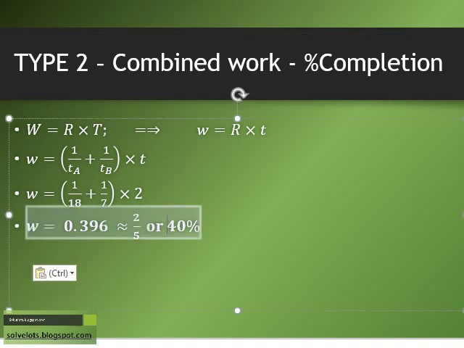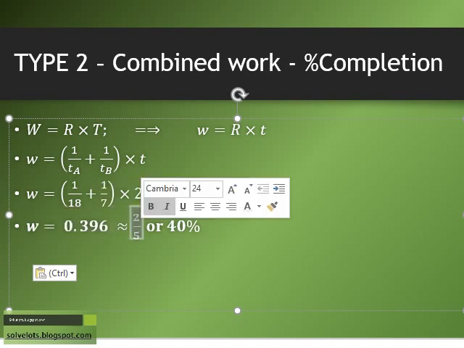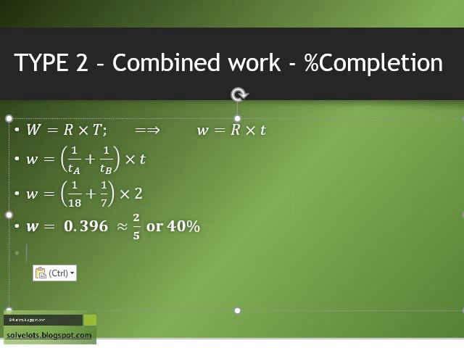Percentage left will be 60%, 100 minus 40, and the fraction that's left is 1 minus this, or fraction that's left to be 3 over 5. 1 minus 2 over 5, that's 3 over 5. So that's how you handle it.